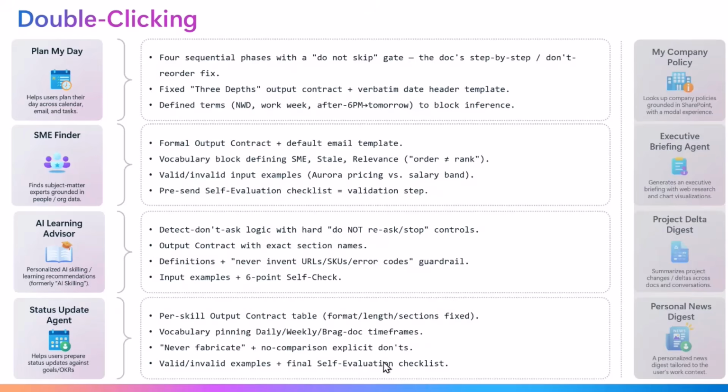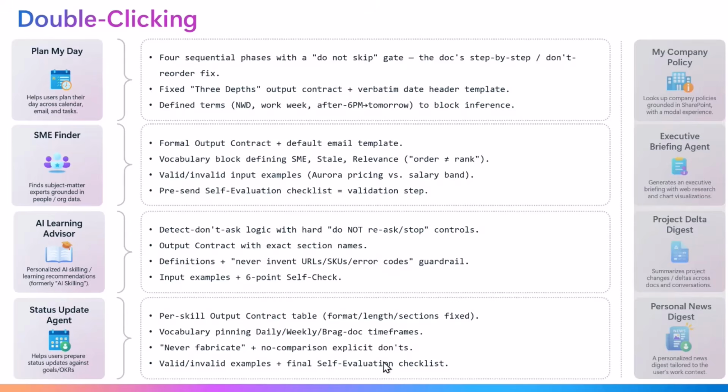Now, moving on to the AI Learning Advisor, we've given it a special instruction that says, hey, detect, don't ask. Don't keep asking people things that you already know. Look at things that you're already aware of based on people's instructions. Again, we've given it an output contract. We've also told it, never invent URLs or SKUs or error codes, as a guardrail. There's a guardrail section in this that tells it, don't invent any of this, because you're an AI Learning Advisor. If you refer courses to people, never invent any of this stuff. We also give it input and output examples. Again, this is a part of a 6-point self checklist.